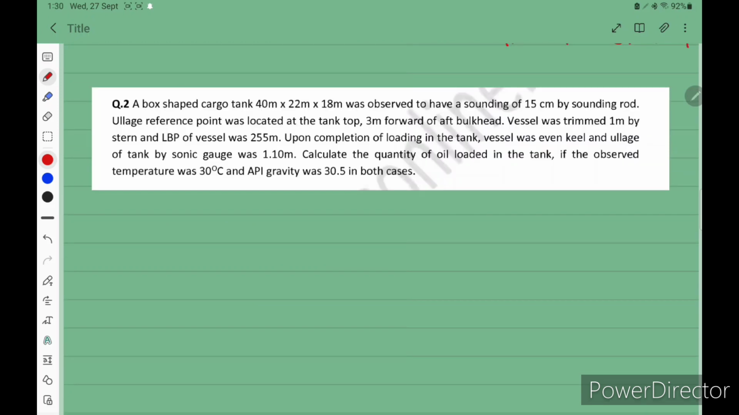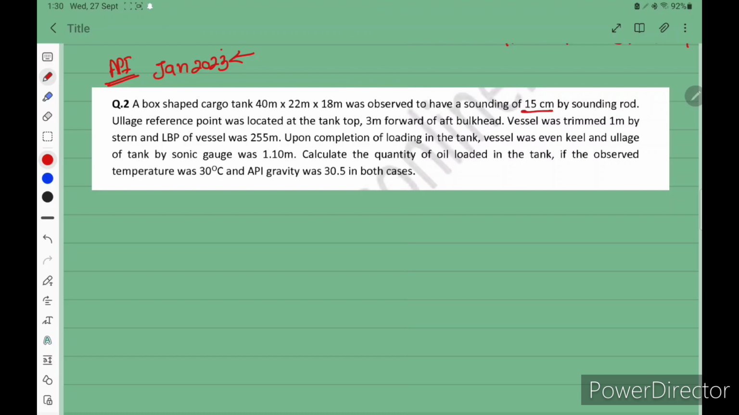Our next question is the API type of numerical. This API type of numerical is from 2023. They are recently coming, and the same question is repeated many times, 2, 3, 4 times. So the question is, a box shaped cargo tank 40 meter into 20 meter into 80 meter was observed to have a sounding of 15 cms. This is given in centimeter, so we have to convert in meters.